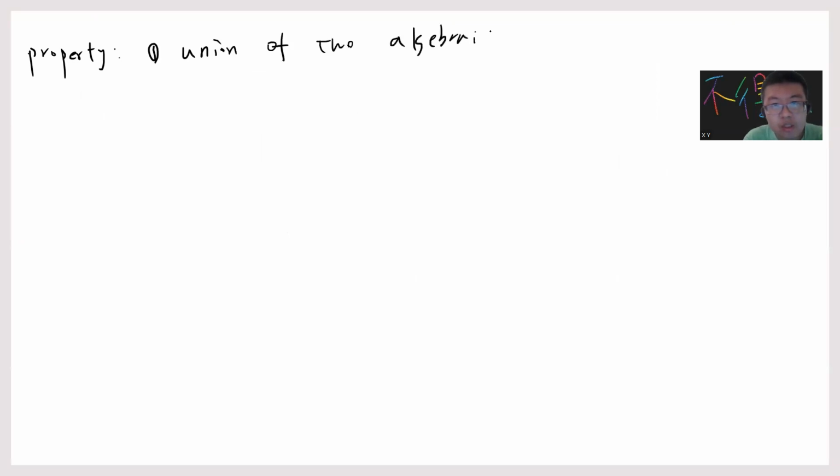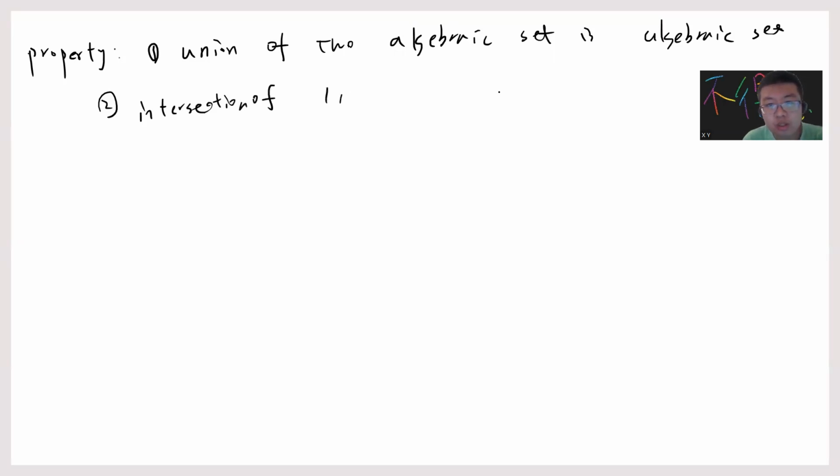Okay, so who cares about algebraic sets? This is a basic property, and it is very simple, so let me just quickly say it. The first one is that the union of two algebraic sets is an algebraic set. And the second one is that the intersection of algebraic sets is also algebraic, and this works for any number of sets.